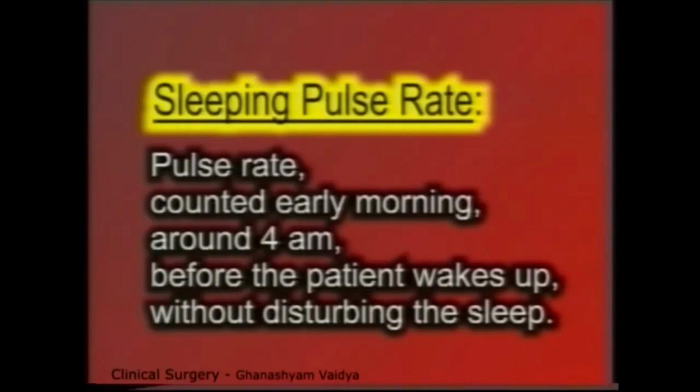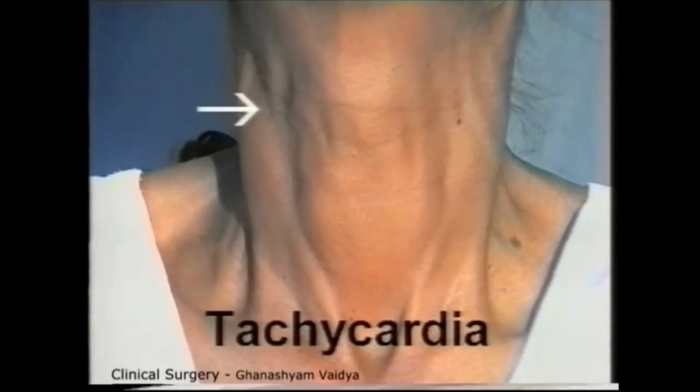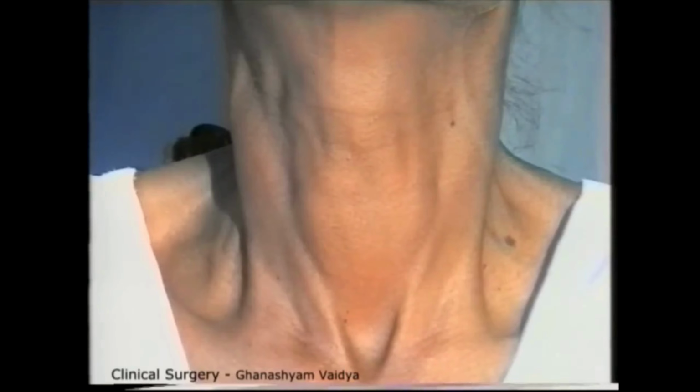So, to judge the degree of thyrotoxicosis, you must count the sleeping pulse rate, which is counted early morning around 4 am, that is before the patient wakes up, without disturbing the sleep. A fast and irregular pulse may suggest atrial fibrillation.